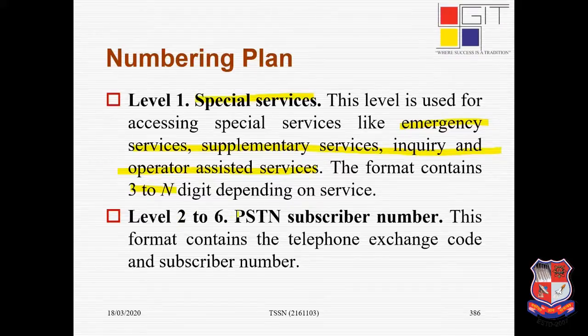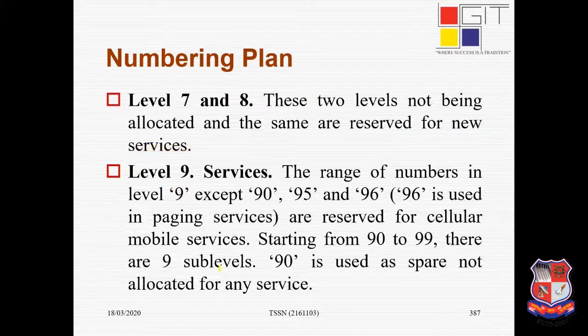Level 2 to 6 are PSTN subscriber numbers. This format contains a telephone exchange code and subscriber number. The important ones are the level 9 services, the ones that we use right now. The range of numbers in level 9 except 90, 95 and 96 are reserved for cellular mobile services. Yes, the numbers that we are starting to use. Since this hasn't been revised completely yet, you are also using various geo numbers which start with 7s or 8s and nowadays even 6. So all those cellular mobile services fall under level 9 services of India's national numbering plan.